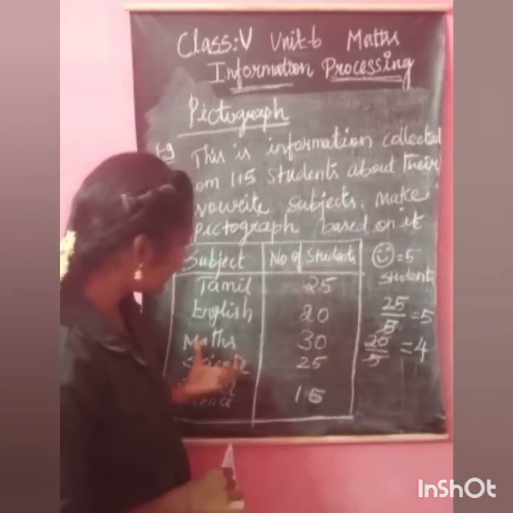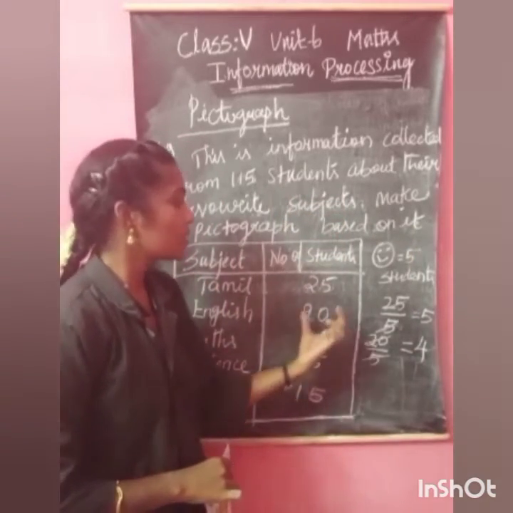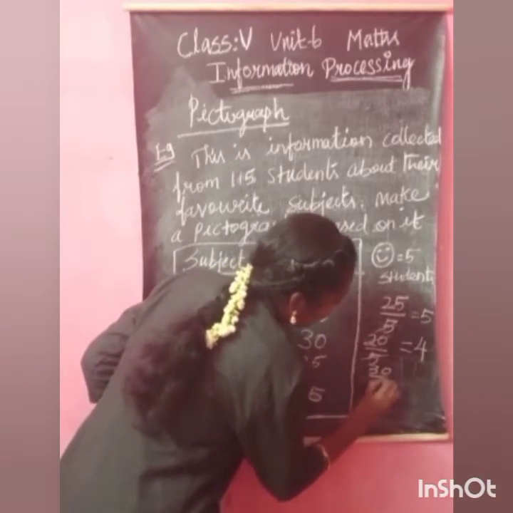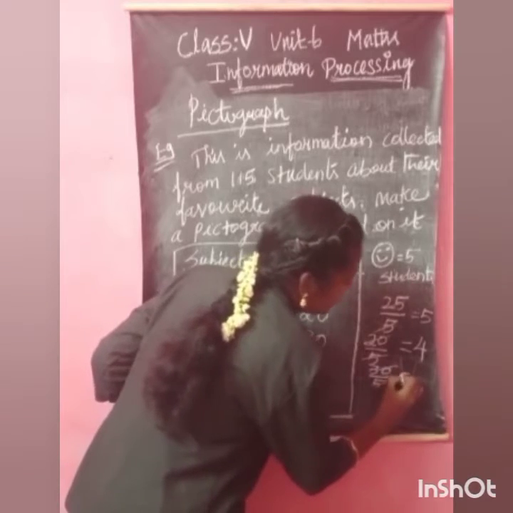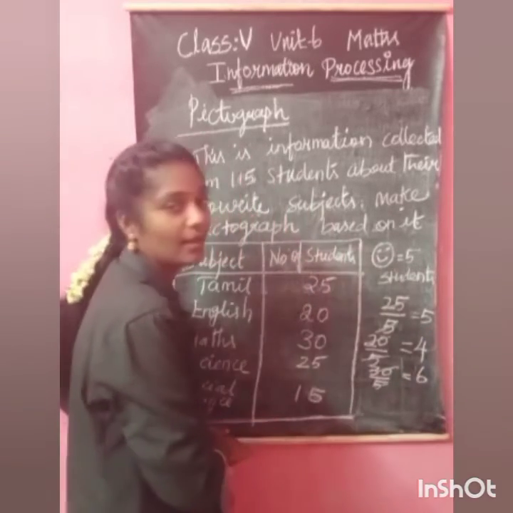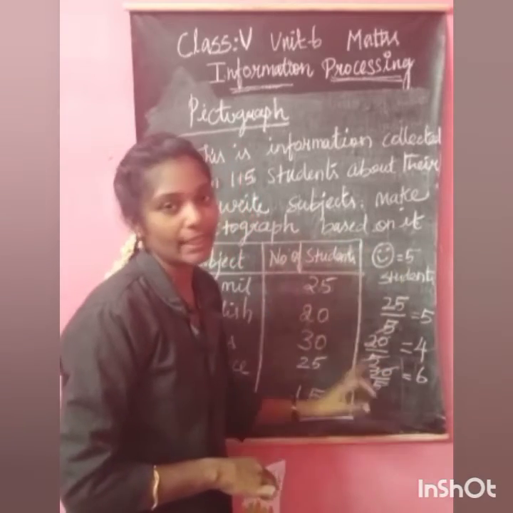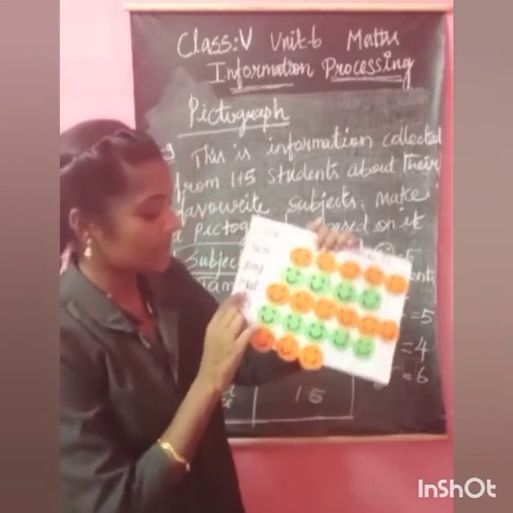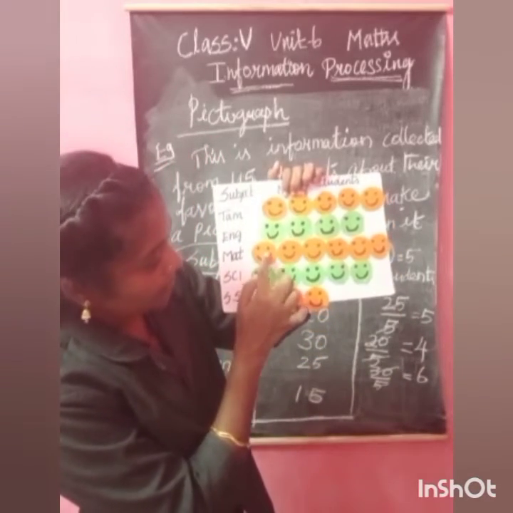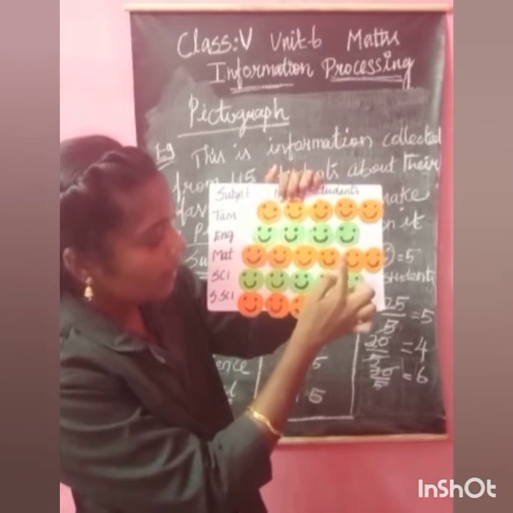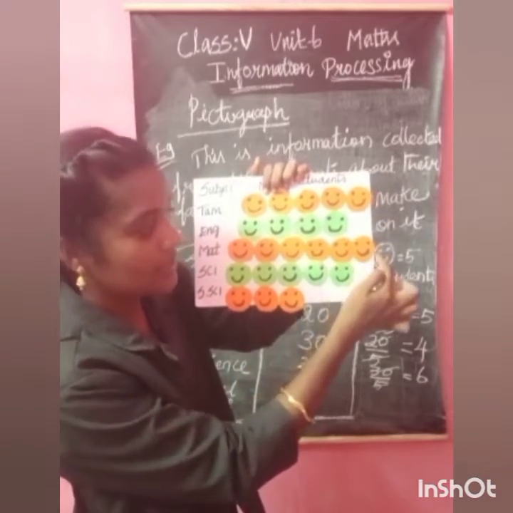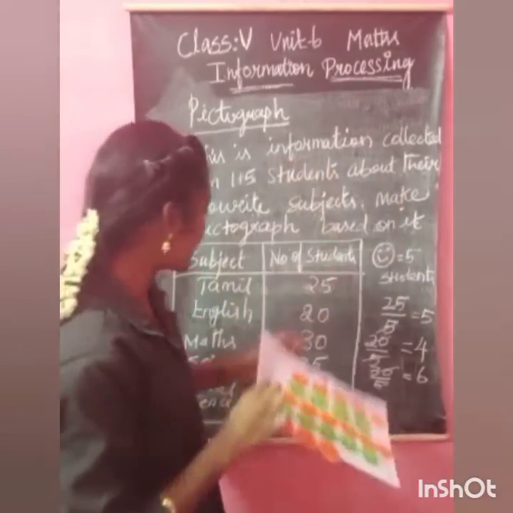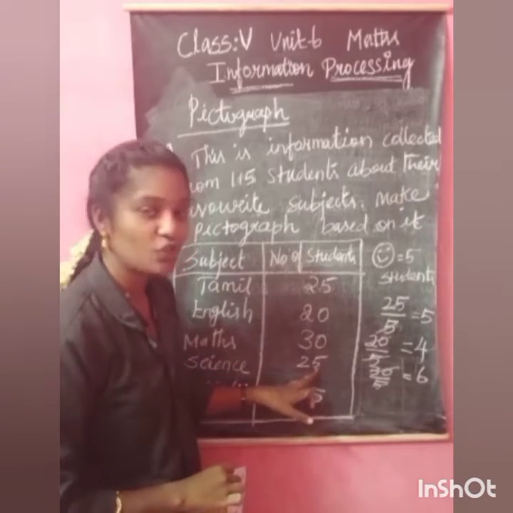Next, maths. Maths is 30. So same thing, 30 divided by 5. See this, children. So 30 divided by 5 is 6, since 6 times 5 is 30. So for maths, 6 smileys to draw. See this, children. Maths. So 1, 2, 3, 4, 5, 6. So 6 smileys to draw. Next, science. Science is given 25.